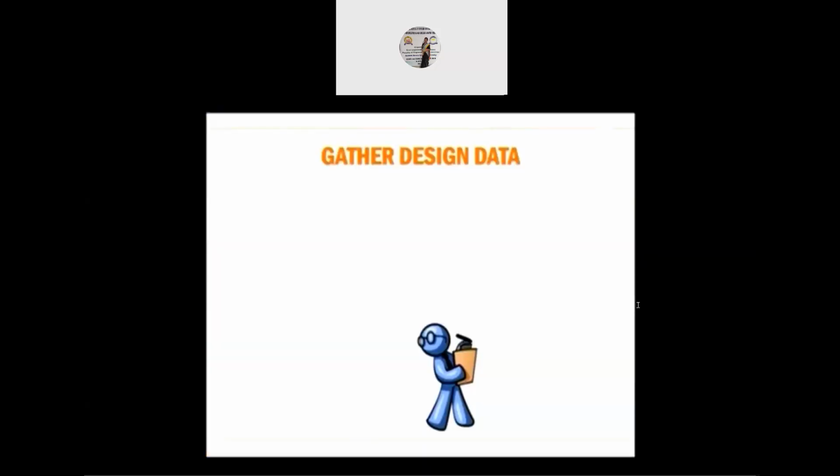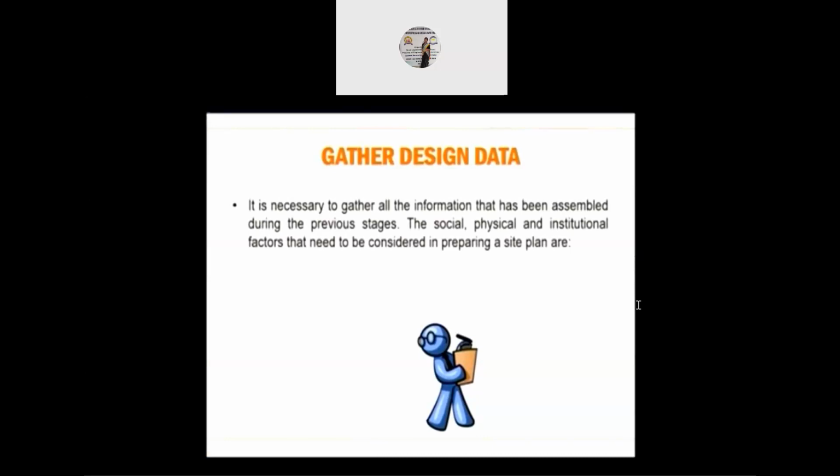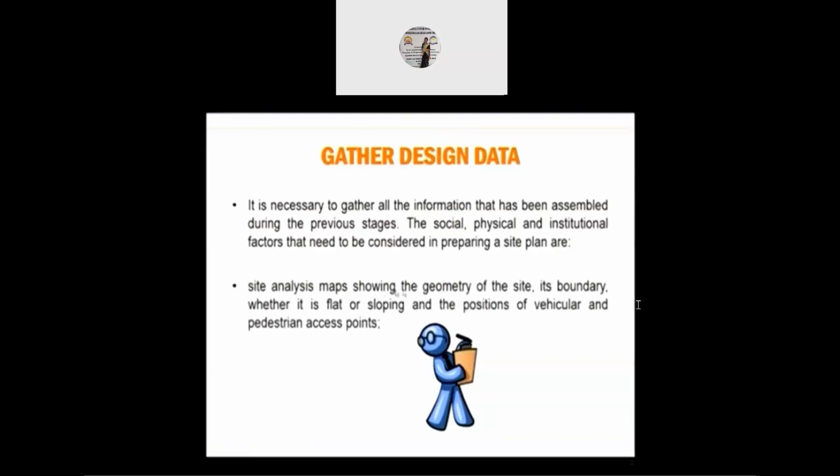So gather design data. It is necessary to gather all information that has been assembled during the previous stage. The social, physical, institutional factors that need to be considered in preparing the site plan are the site analysis map showing the geometry of the site, its boundary, whether it is flat or sloping, and the position of vehicular and pedestrian access points. So these are basic research data.